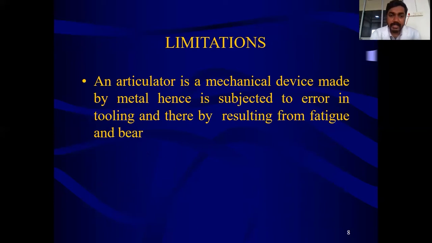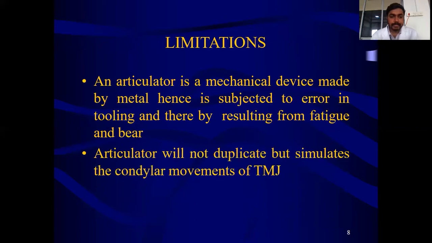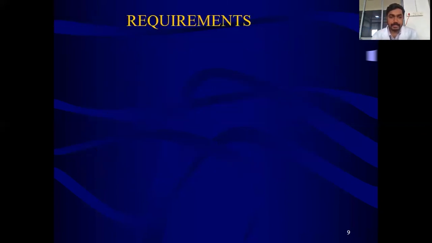So these kinds of patient factors, saliva or tongue, will not interfere with the working environment of the operator. So what are the limitations of an articulator? An articulator is a mechanical device made of metal, hence it is subject to error in tooling resulting from fatigue and wear. An articulator will not duplicate but simulates the condylar movements of the TMJ. As I told earlier, the articulator will not exactly duplicate the TMJ movements. It can only simulate some or all condylar movements of the TMJ.